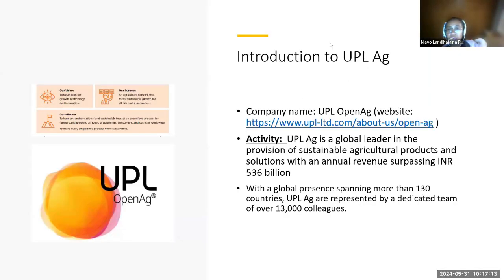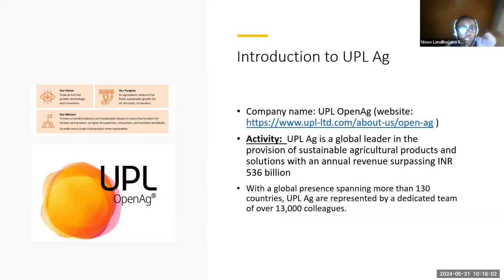Yes, so UPL AG is a company. I have checked online, and you can see its website here, and its activity. It's a global leader in the provision of sustainable agricultural products and solutions, with an annual revenue of this amount. It is implemented in 130 countries and represents a dedicated team of over 30,000 colleagues.